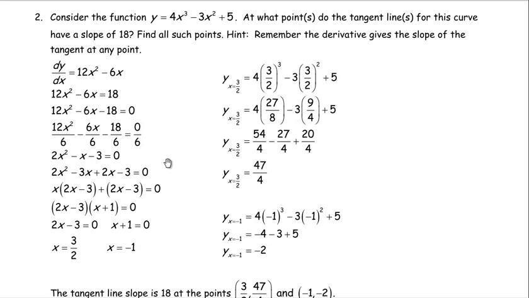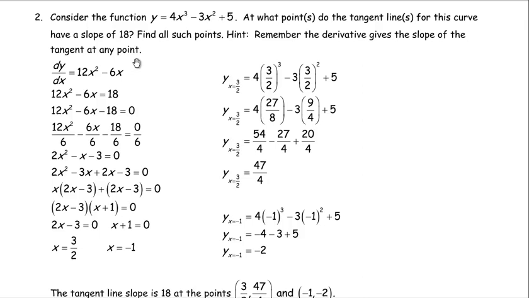For question number 2 in the second part here, it says, consider the function y equals 4x cubed minus 3x squared plus 5. At what point or points do the tangent lines of this curve have a slope of 18? And here's a little hint. It says find all such points. Remember, the derivative gives the slope of the tangent at any point. So that's why I'm going to differentiate this function here. So the derivative of 4x cubed would be 12x squared, and the derivative of negative 3x squared would be negative 6x. No 5 anymore because it's constant.